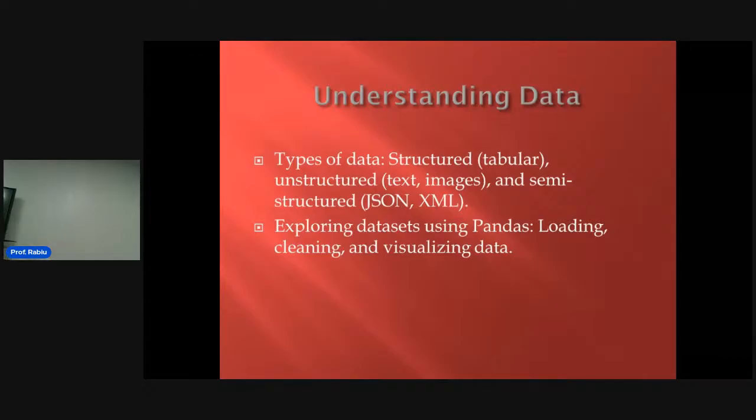Exploring the dataset, we can use Pandas for loading the data, cleaning the data, and visualizing the data. It's one of the examples. We can use MATLAB if the data is large. We can use Excel if the data is small. We can use SPSS for analysis and visualization of the data. There are many ways we can use that data. But the most important is the cleaning part. Loading is fine, but how do we clean the data?